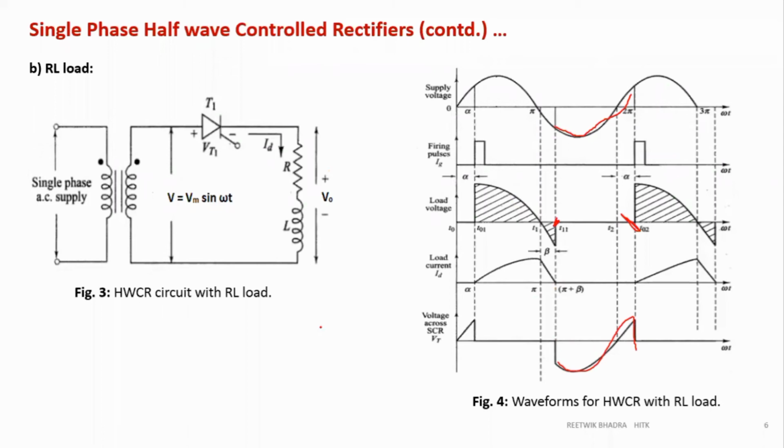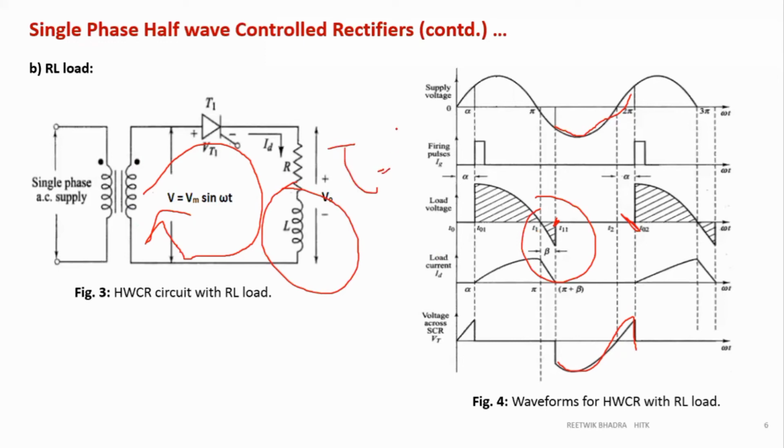Okay, RL load. Anybody has any doubt, you ask, because this is very important. Why is this negative portion coming? Because your inductor has to discharge. If it discharges, it will follow the same path, so it has to discharge through the secondary winding of this transformer. The time required for this discharge depends upon your time constant.